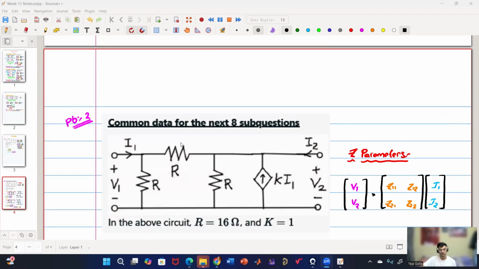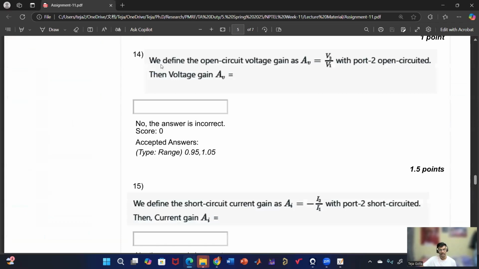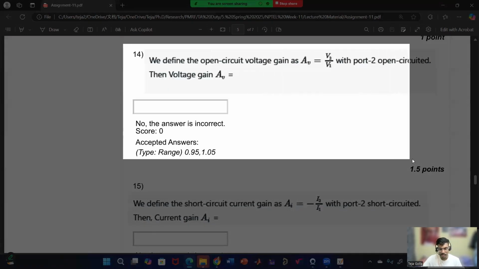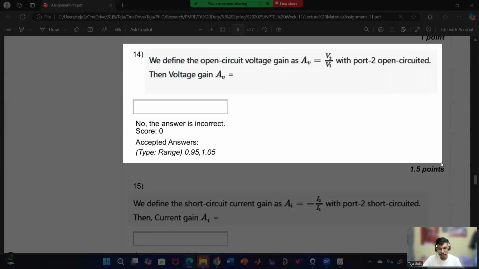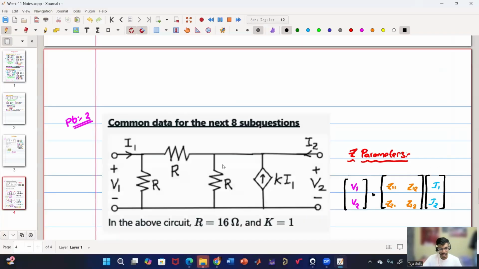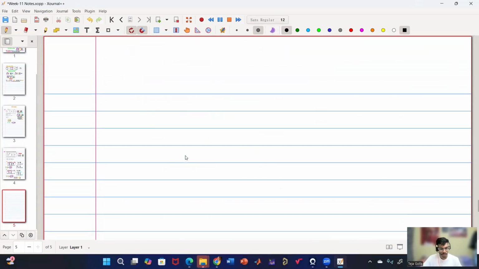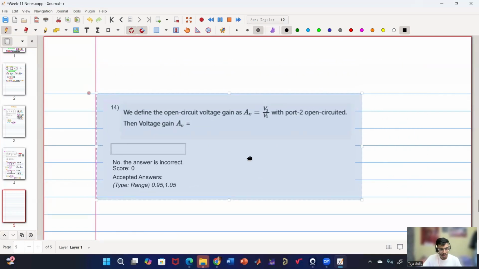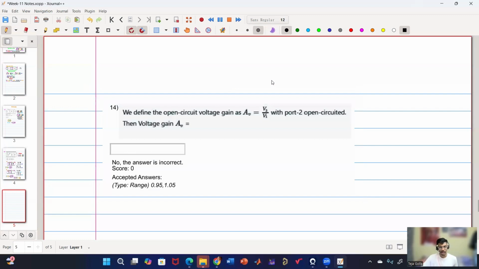Yes, sir. Okay. Now, let us go one by one. So they are saying we define the open circuit voltage gain as AV equal to V2 by V1, with port 2 open circuit. So they define something called open circuit gain, which is AV, defined as V2 by V1 with port 2 open circuit. So how are we going to solve this problem?